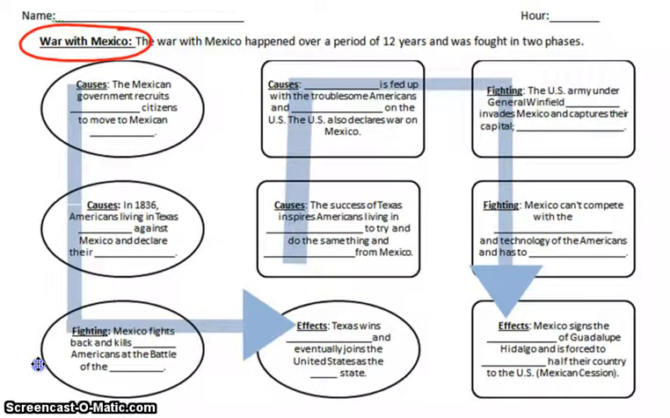Just a little bit before we start, you'll notice the graphic organizer is kind of a curvy formation, and there are circles, and then it changes over to rectangles. The reason it's set up like this is because the war with Mexico happened over a pretty long time, about 12 years, and it was fought in two different phases. So the circles or ovals represent phase one, and then the squares represent phase number two, just to help you stay organized. Your job today is to fill in the blanks as we go through each of the steps.